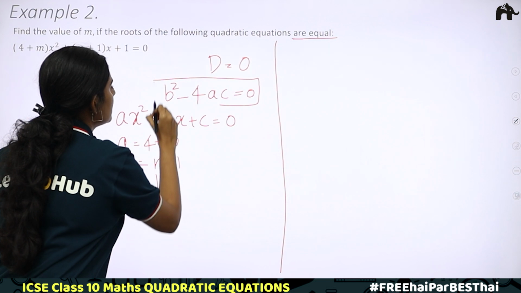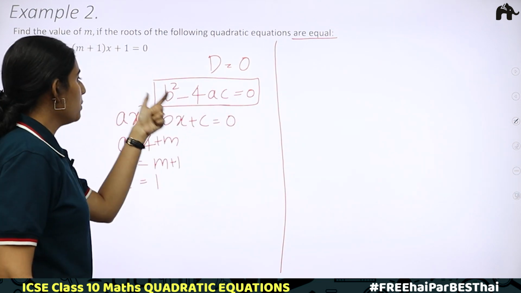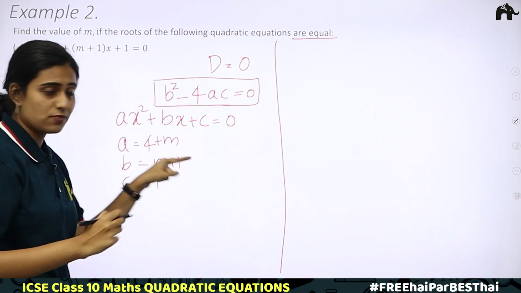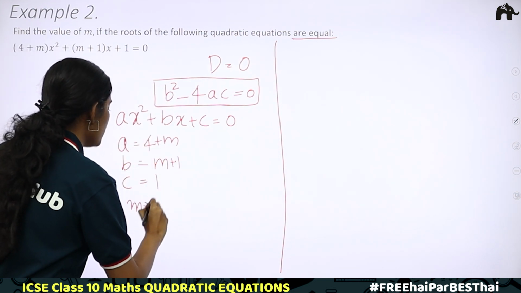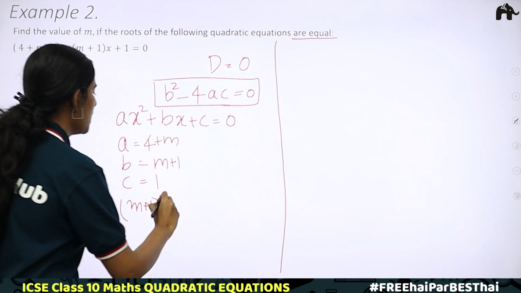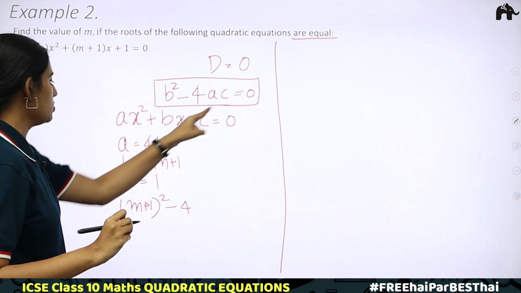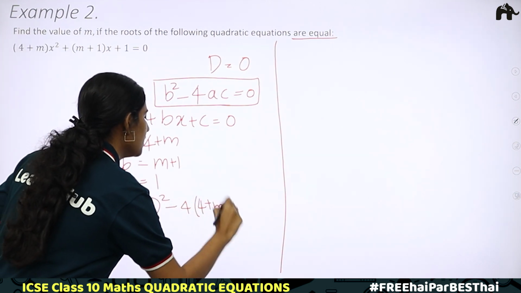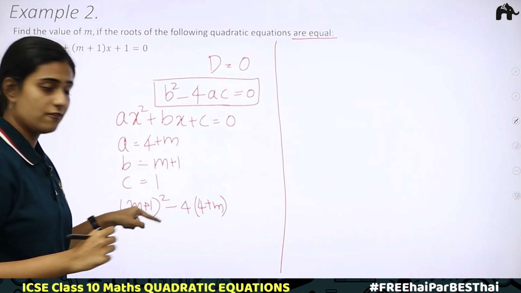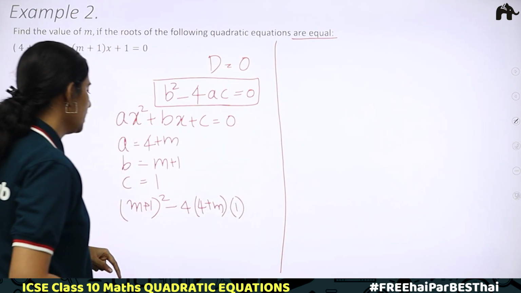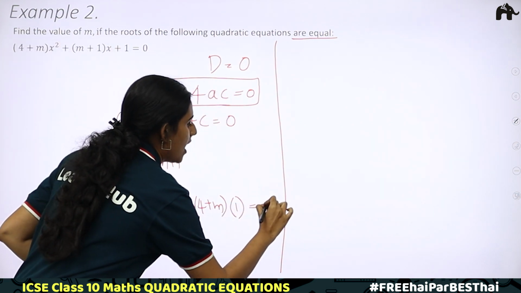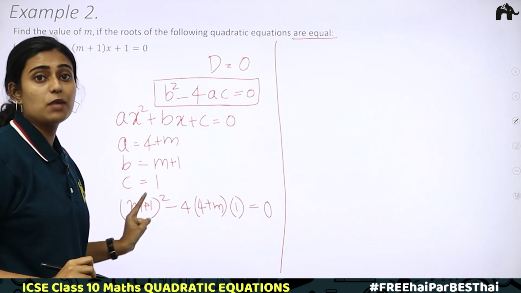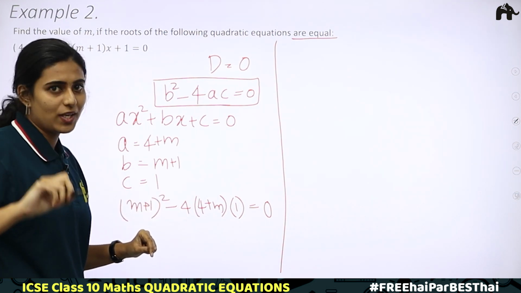Now, we need to consider this equation and substitute B, A and C. What is B? M plus 1. Therefore, m plus 1 whole square minus 4 into A into C. A is 4 plus m, into C is 1. That is equal to, RHS we have 0. That is m plus 1 whole square. A plus b whole square is equal to a square plus 2ab plus b square.